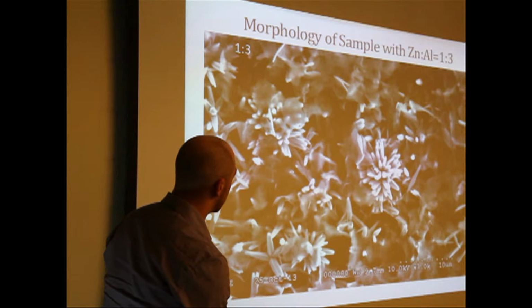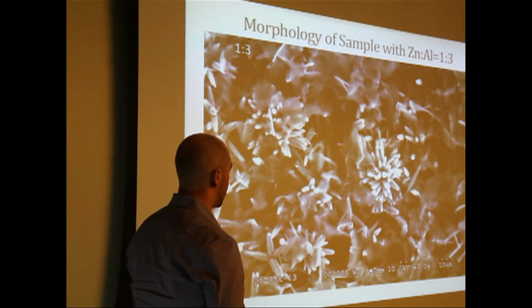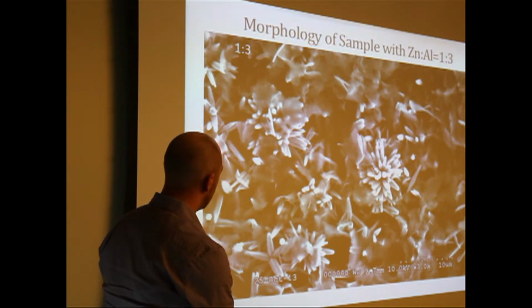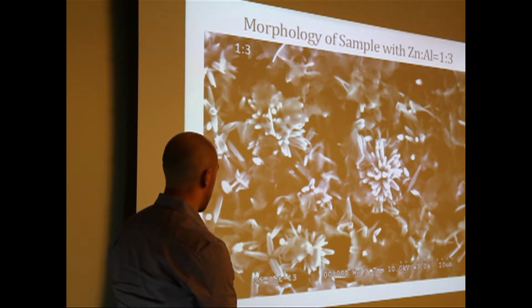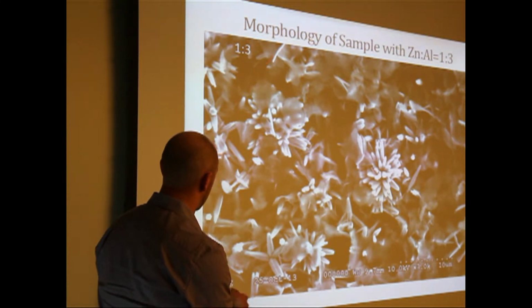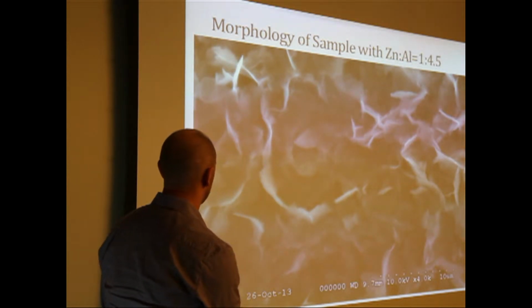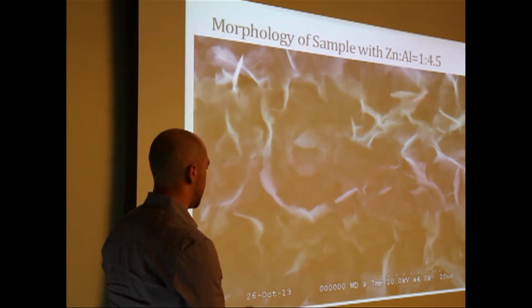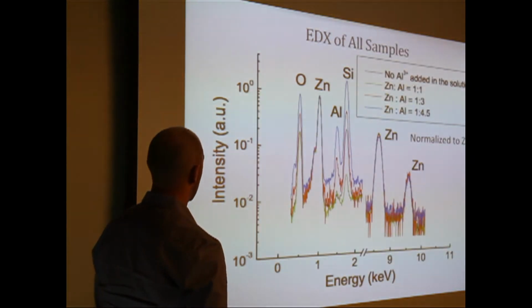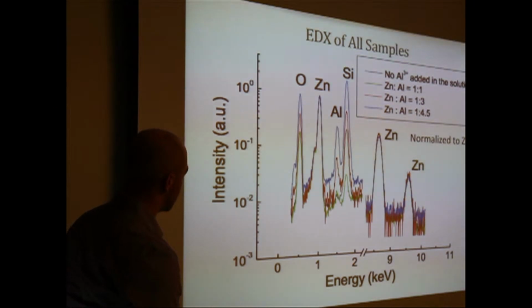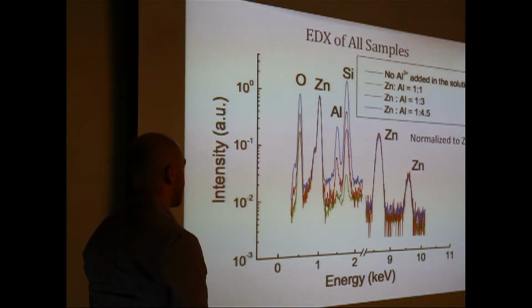As we increase the aluminum concentration from 1 to 3, we see that we're losing some of these. They're becoming more rod or corn-like structures or flower-like structures, and they're dissipating. We're getting this two-dimensional flaky film surrounding it. As we increase the aluminum even more, we see no more of these rod-like structures, and it's mostly a 2D flaky film.